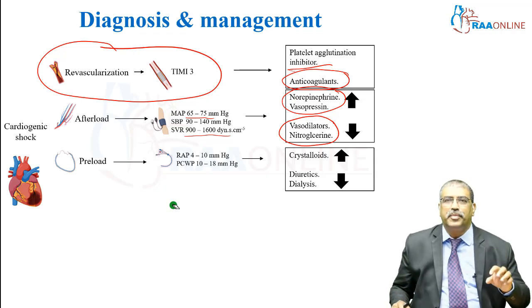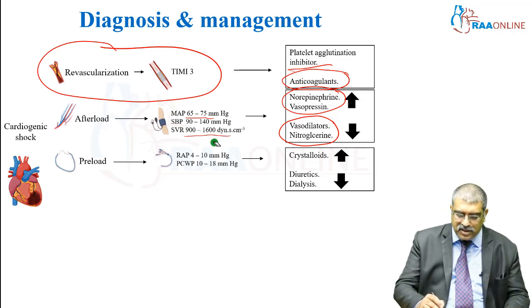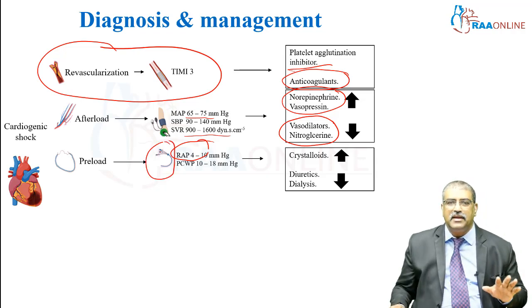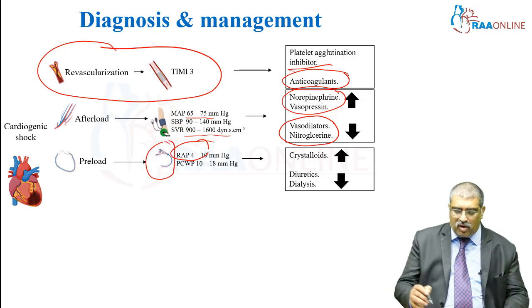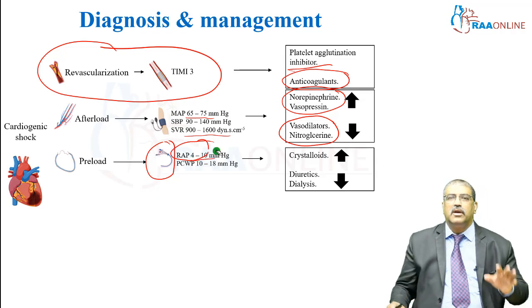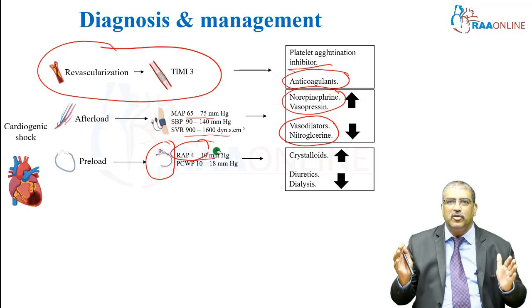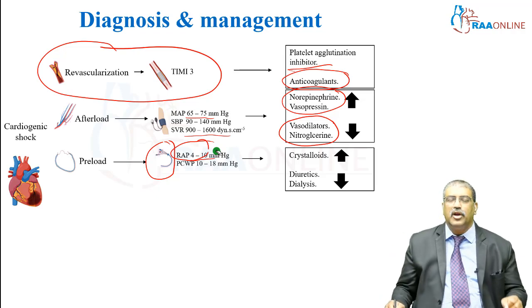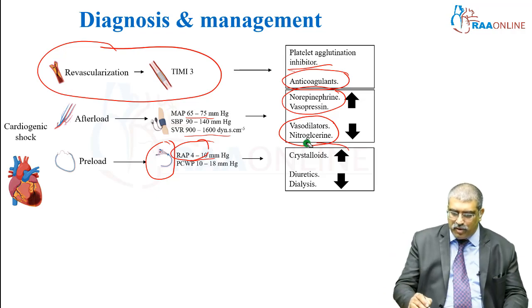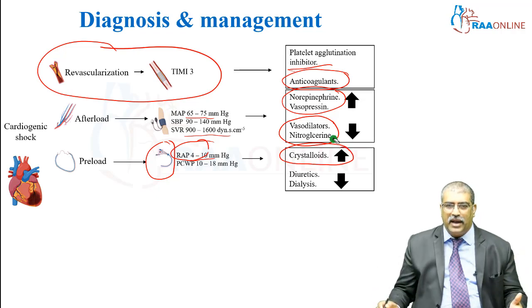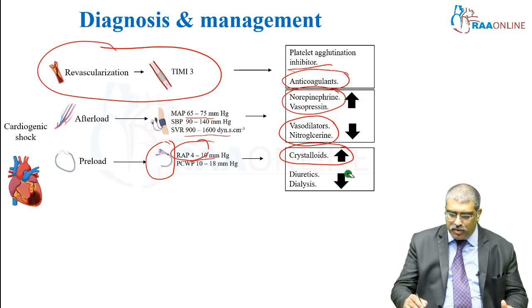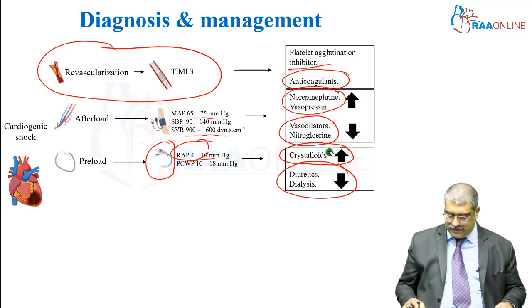Now coming to preload. The preload can be measured by your central venous catheter or the pulmonary artery catheter. The right atrial pressure is normally around 4 to 8 millimeter of mercury, and the pulmonary capillary wedge pressure is between 10 to 14 millimeter of mercury. To increase the preload, you use crystalloids or blood. To decrease the preload, you use diuretics or dialysis.